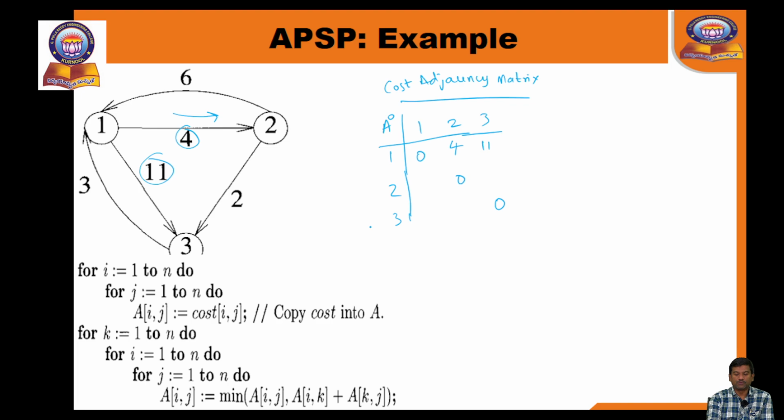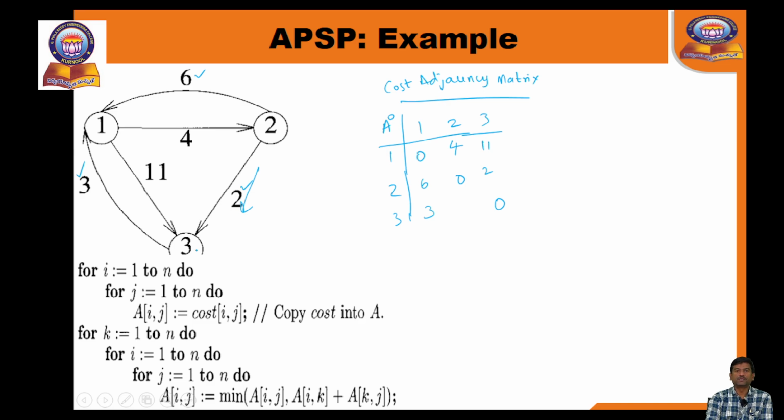In the same fashion, 2 to 1. From 2 we can reach 1 with the cost equal to 6. And 2 to 2 is equal to 0 because cost of i comma i is equal to 0. From 2 can we reach 3? Yes, from 2 we can reach 3 with the cost equal to 2. And 3 to 1, with the cost equal to 3.